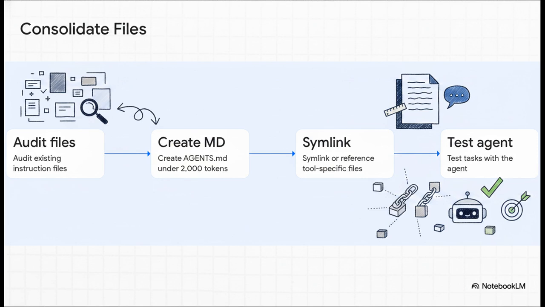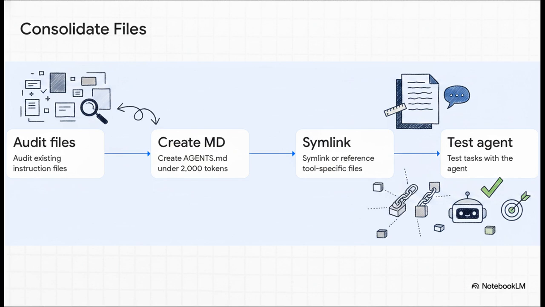Step 1. Audit your existing, fragmented, probably outdated instruction files. Step 2. Create a consolidated agents.md file. But remember, keep it under 2,000 tokens so you don't blow out your agent's context window. Step 3. Symlink or reference any tool-specific files you have. And Step 4. Run some test tasks with the agent just to verify it's actually following your established conventions.